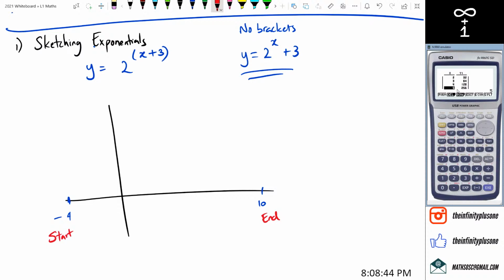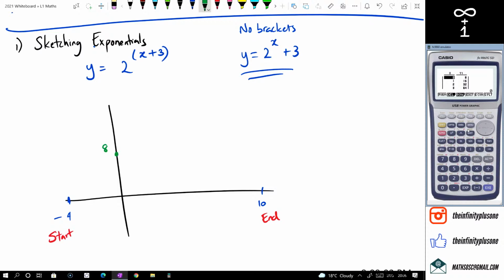Now, obviously, when it gets to 5 and when it gets to 10, it's going to get really big. So when you sketch it, there are some important points that you need to make sure you get. The first important point is the y-intercept. In this case, it's at 8. So I need to make sure that the graph is cutting at (0, 8).